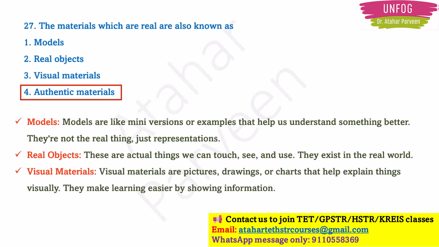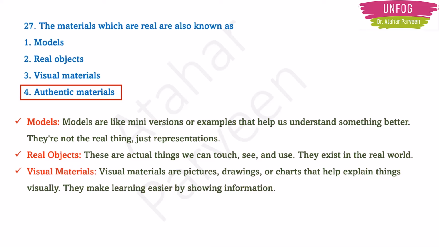Next are visual materials. Visual materials means they are some drawings or charts or pictures. They are used to explain things visually. So they make learning easier by showing information. So in my class, you can say I am using a visual material, because I am trying to show you the text, the drawings and pictures in order to make things easy for you. Usually all online classes are made using visual materials.